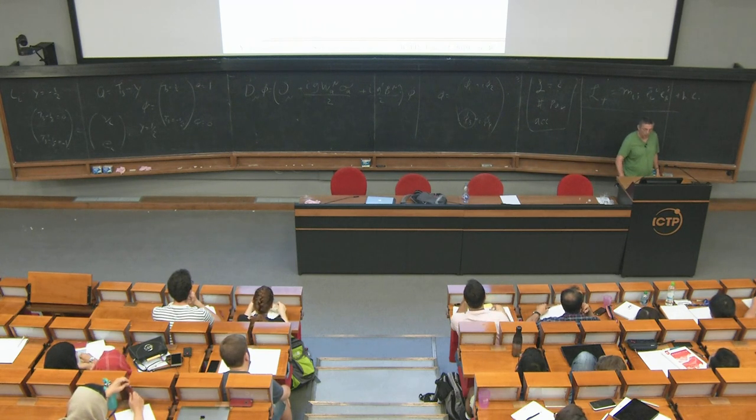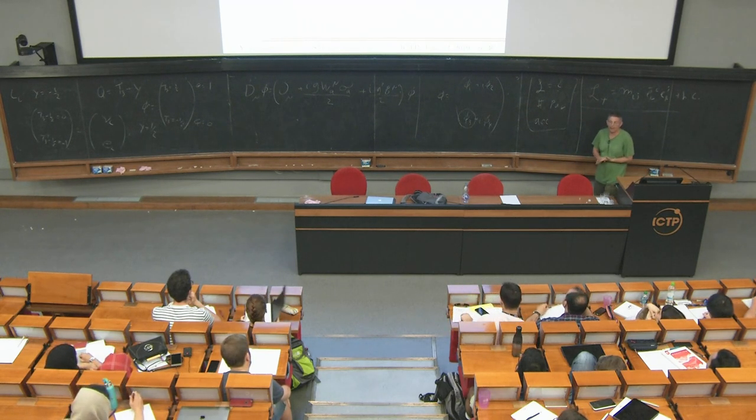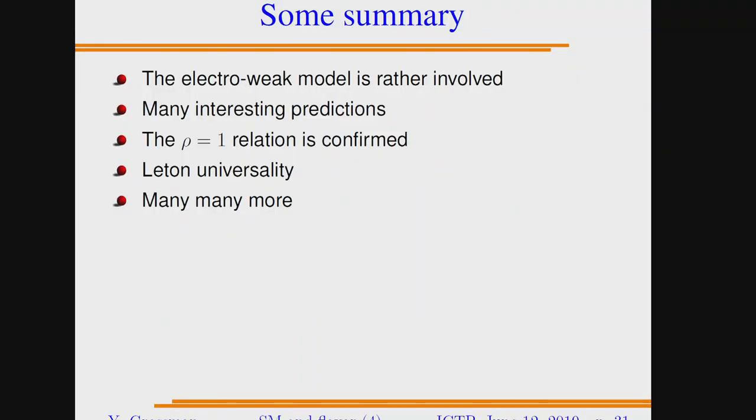So let me just conclude, and I would say that the electroweak model is rather involved. As you could tell, it's much more complicated than QED and QCD. It has very, very interesting predictions, really far from trivial. In particular, the rho equal 1 prediction is really cool, and it's really confirmed, and you are going to actually do the calculation tomorrow. It predicts lepton universality that is confirmed to a very, very high precision.